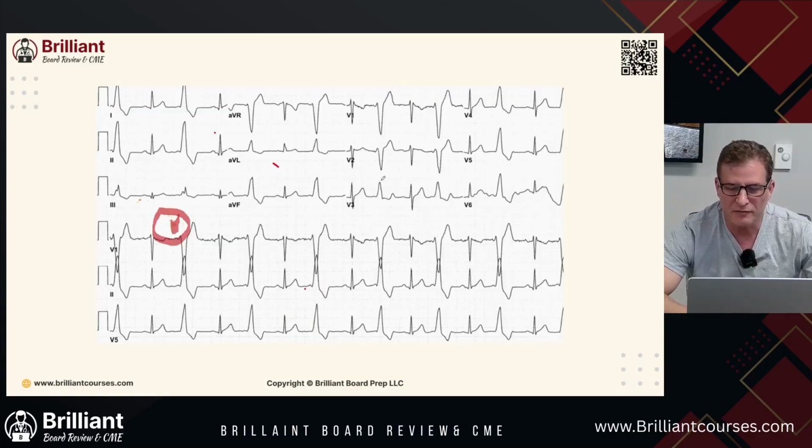But what do we have here? WPW. What do we got? The PR interval is shortened, less than 0.12 seconds, and the QRS complex is widened. So what's this right here? What's that thing right there? This is a delta wave.